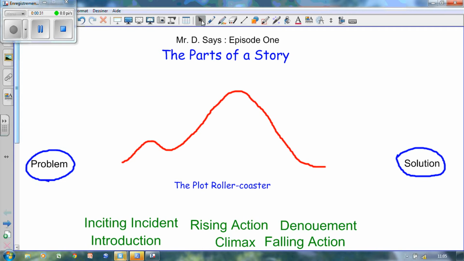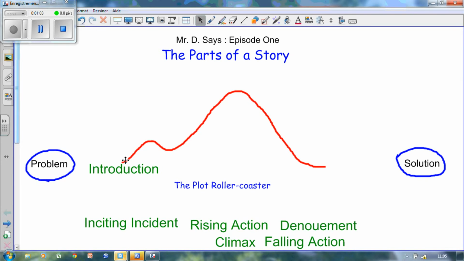The plot roller coaster is basically a line that represents the plot or the storyline and how it moves visually. Now, I realize looking at it right now, it looks like a little mountain and a big mountain, and in fact, that's what they are. But each of these little bumps in the road represents something in a story. We're going to start with the introduction. The introduction is the very beginning of the story. This is the part where we introduce our characters, we introduce our narrator, and we have an idea of where the story is taking place or when.